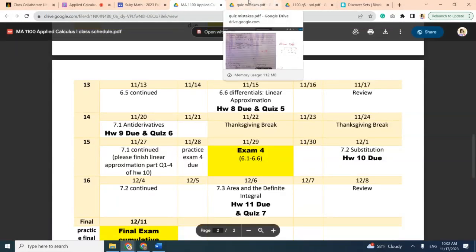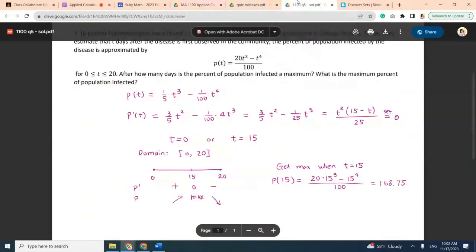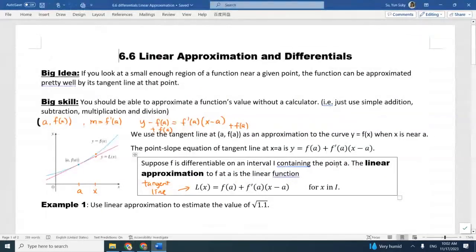Okay, so yeah, let's talk about the quiz 5. Or maybe let's wait for more students to come in. Okay, let's talk about the quiz later. Okay, how about let's go over the 6.6. So this is the last session of chapter 6. Okay, so after this session, that's everything on your exam 4. Your exam 4 covers 6.1 to 6.6, so applications of derivatives.